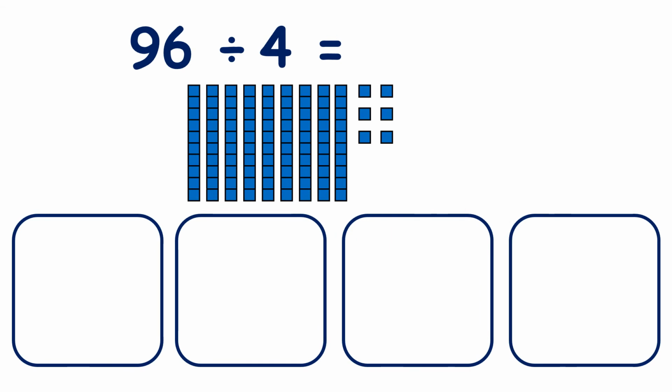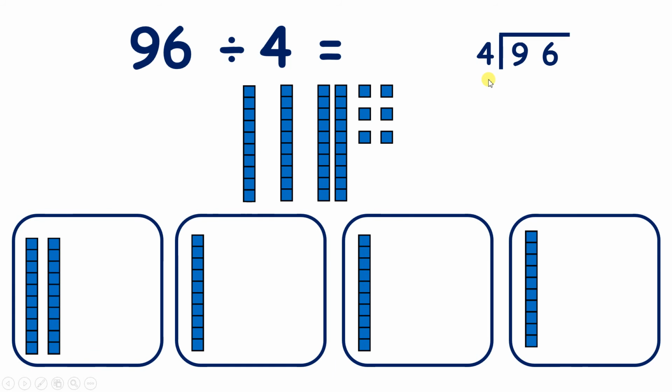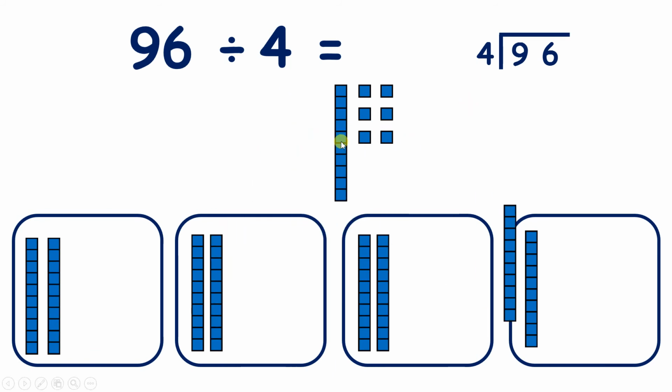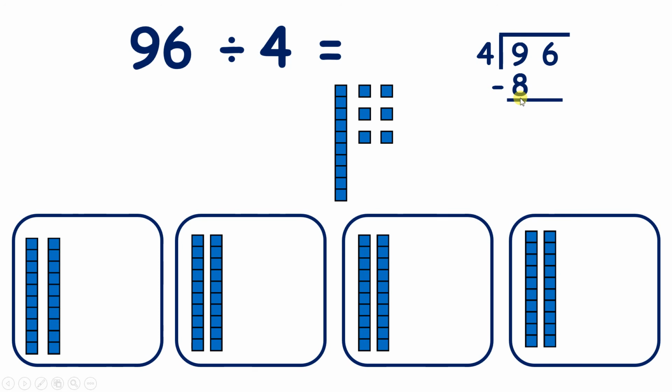Now we have 96 divided by 4, so let's write that out. And let's start by sharing out our 9 tens between our 4 groups. We can't share out this 9th 10 because with division we need to share equally. So we're only able to share out 8 tens, which means we have 2 tens in each group, because 8 divided by 4 is 2.